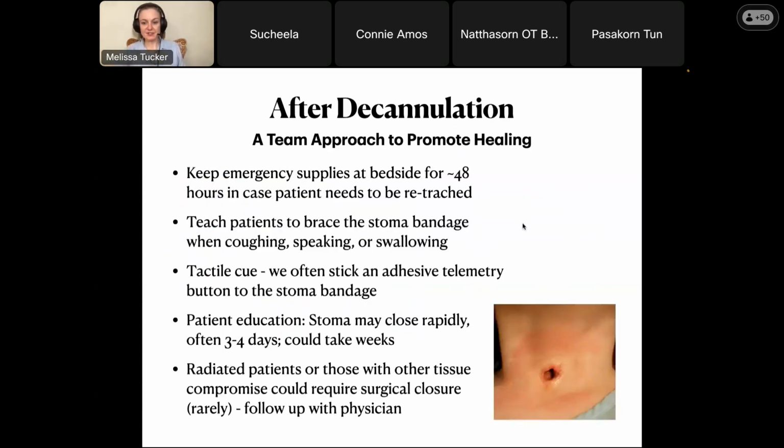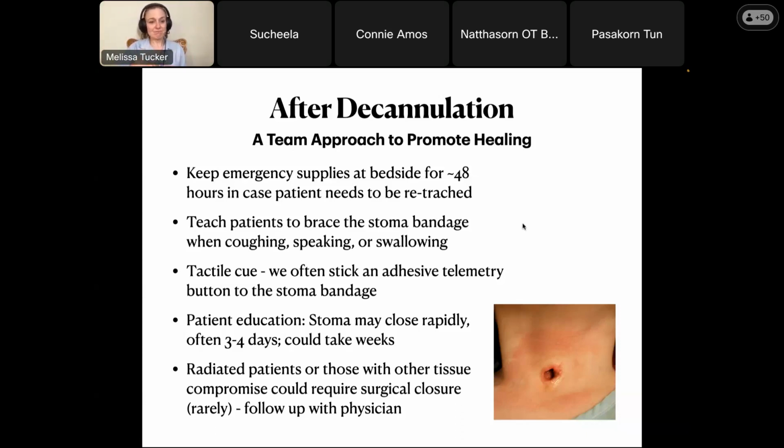After decannulation, here's a picture of a patient who's had their tracheostomy removed and they just have the stoma. It's best practice to keep the emergency supplies at bedside for about 48 hours in case they fail decannulation and need to be retracheostomized. After the tracheostomy tube has been removed and they just have the stoma, it needs to be dressed with clean gauze. We can teach patients, using their clean hands, to brace that gauze bandage when they cough or when they're speaking or when they're swallowing to help that stoma heal faster so they're not forcing air through that stoma.